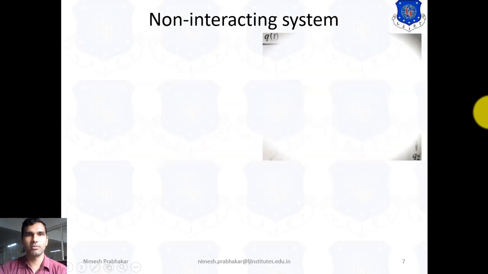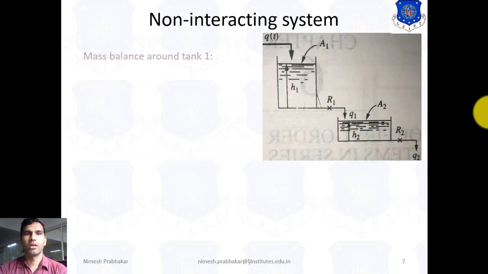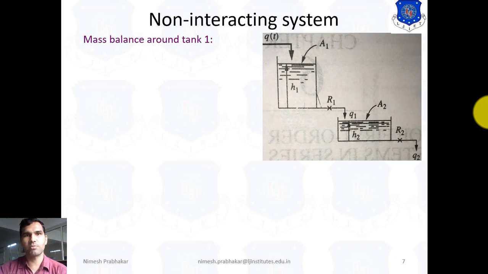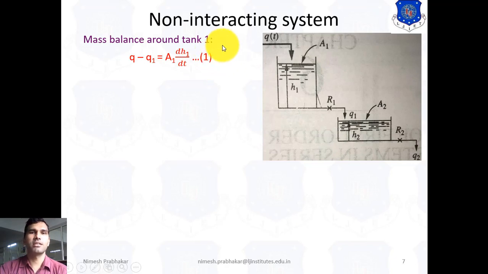Now we start the procedure. First we go for the mass balance around tank 1. We know the mass balance equation: inlet minus outlet equals accumulation. So directly we put the inlet as Q, the outlet as Q1, and the accumulation as A1 dH1/dt. Here rho is constant, so we can delete it. This is the mass balance for tank 1, same as we discussed in the liquid level system, energy and mass balance.